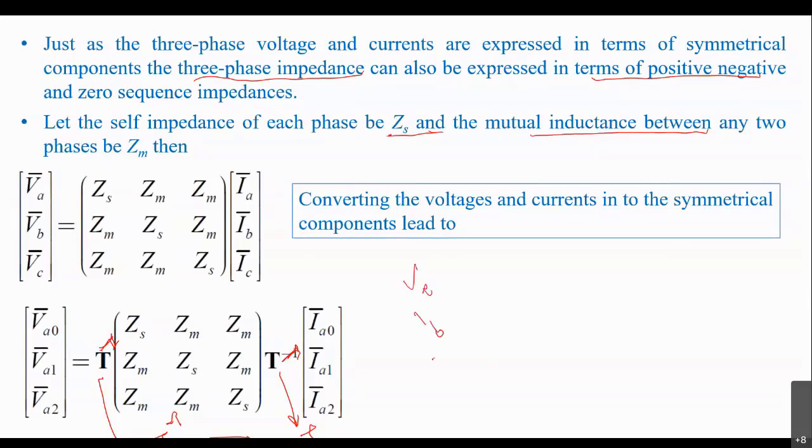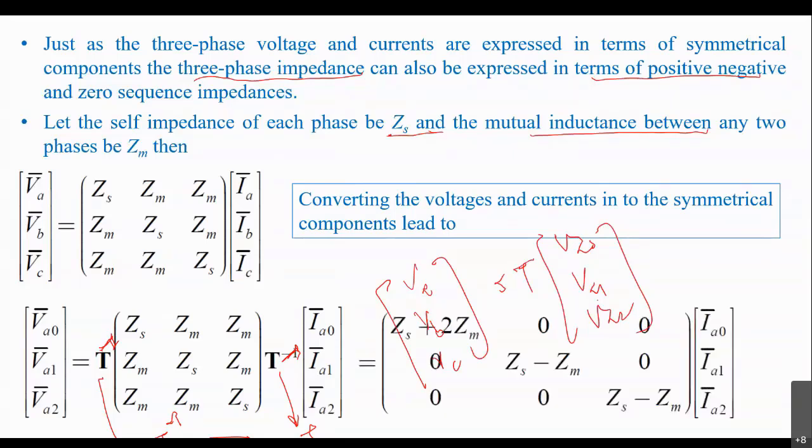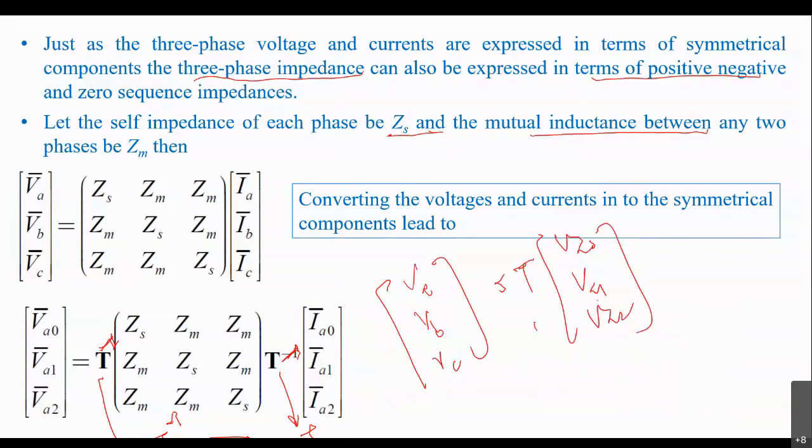VA, VB, VC, the transformation into those sequence components. VC equal to T of VA0, VA1, VA2, right? So I need to substitute this, T of this here. This T of this will be substituted here, and T of this will be substituted here. If we substitute this here, it will come T inverse, right?